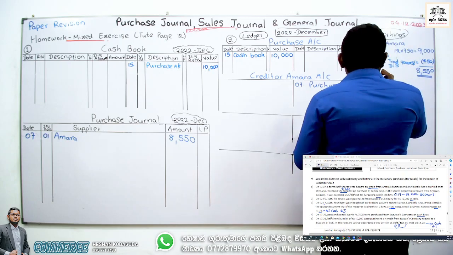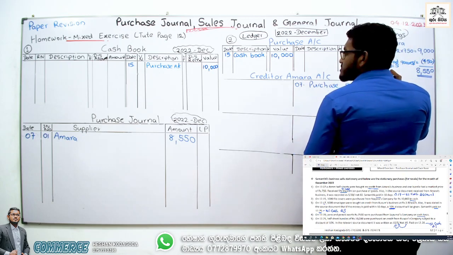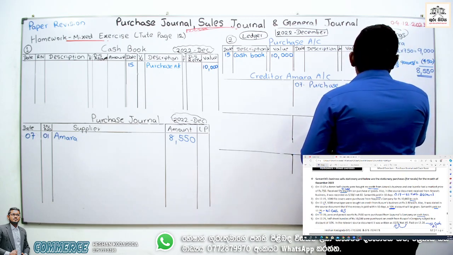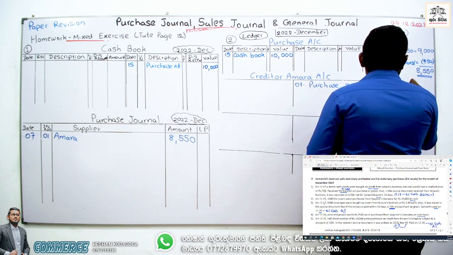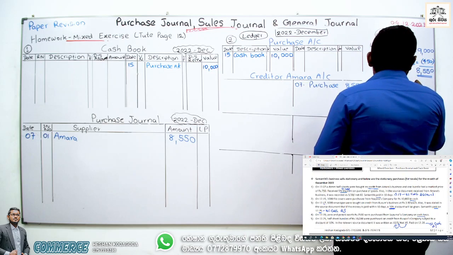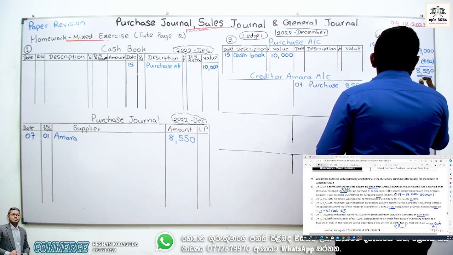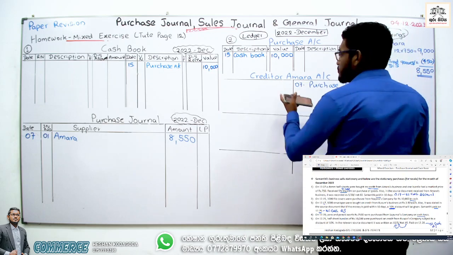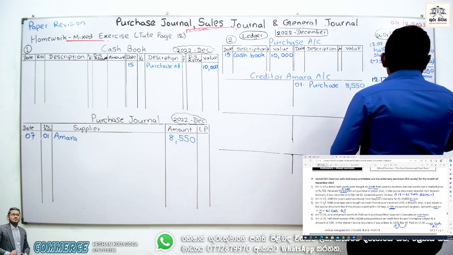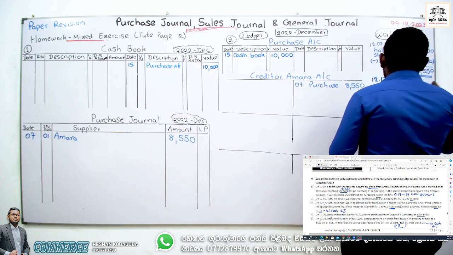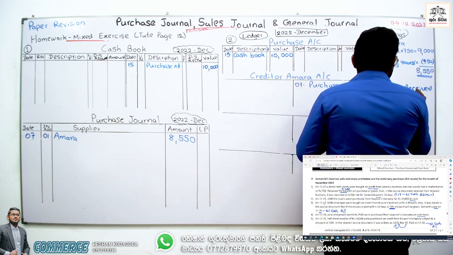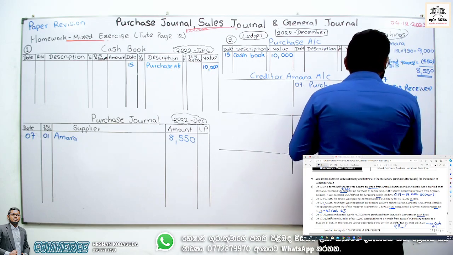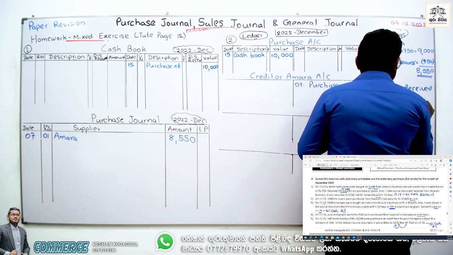So shall we calculate the December 17th cash discount? Cash discount received from whom? Amara. Cash discount received from Amara. How much? You can calculate 8,550 into 5%. How much?